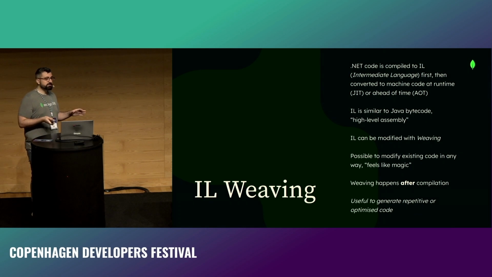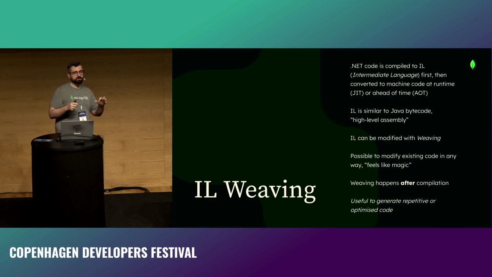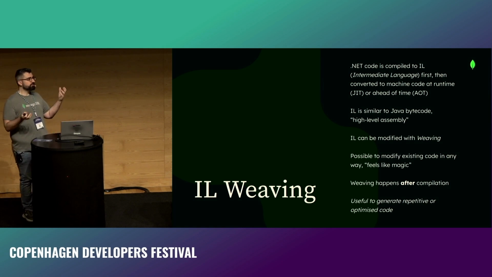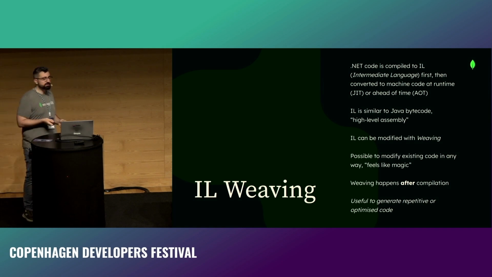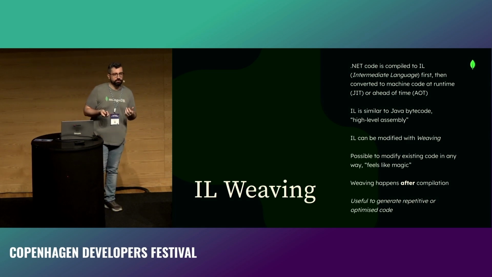And it also means that because this needs to happen after the compilation, your code needs to be in a compilable state. You cannot leave it in a non-compilable state and then hope for the weaver to fix some problems for you. So why would you use a weaver? Why would you use usually a library that has a weaver inside? Well, it's very useful to generate repetitive or optimized code.